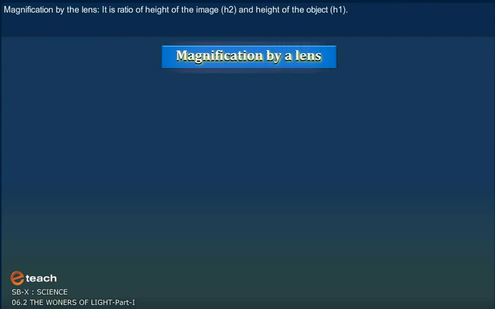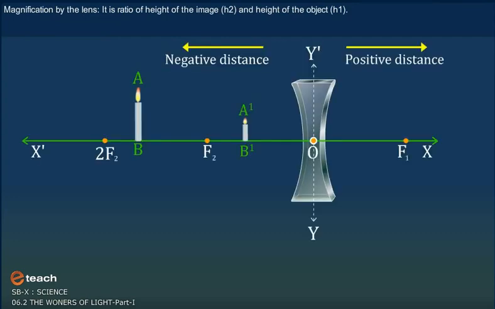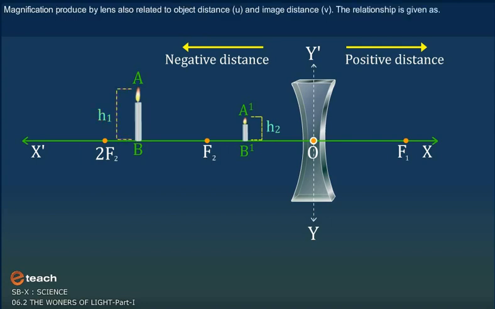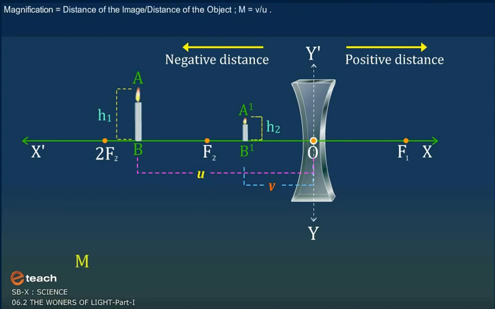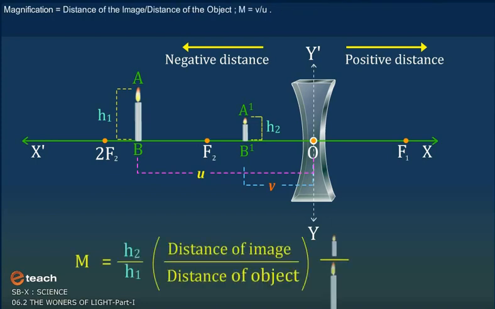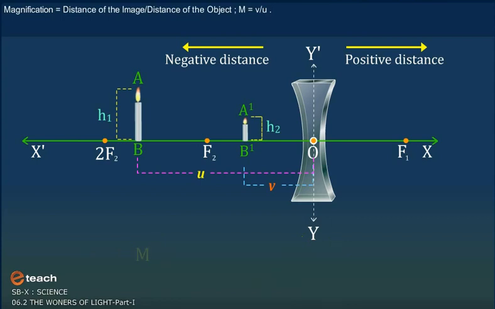Magnification by the lens. It is the ratio of height of the image h2 and height of the object h1. Magnification produced by lens is also related to object distance u and image distance v. The relationship is given as magnification is equal to distance of the image upon distance of the object. That is, m is equal to v upon u.